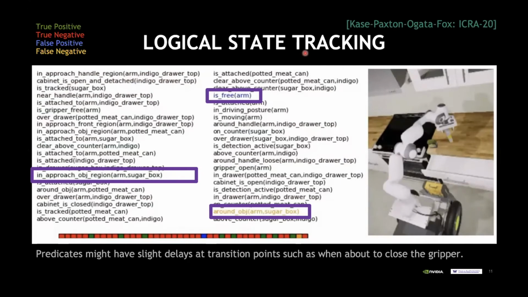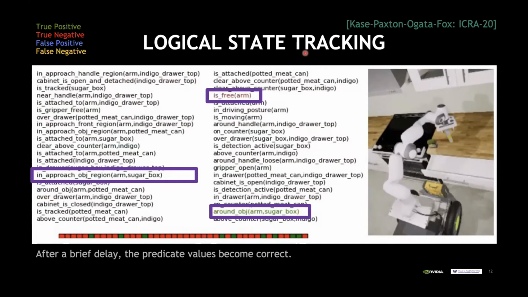At this point, the two predicates is free and around object, sugar box, are actually not yet detected by the system. So these are false positive and negative, but only like 2-3 camera frames later, if I keep on playing this, now they are detected, which means the is free predicate is detected as false, which means it's not free anymore. And it is detected as green, which is a true positive, that the gripper is now around the object, in which case now the task executor can trigger the next action, which means close the gripper and pick up the sugar box, as you will see.